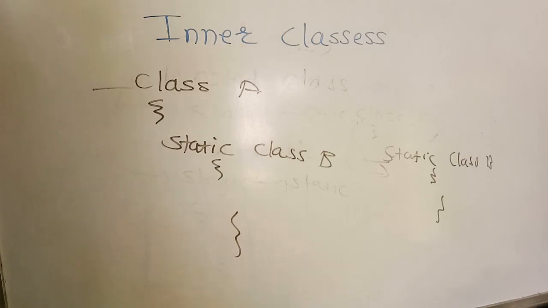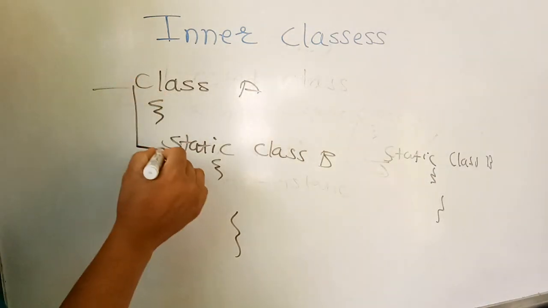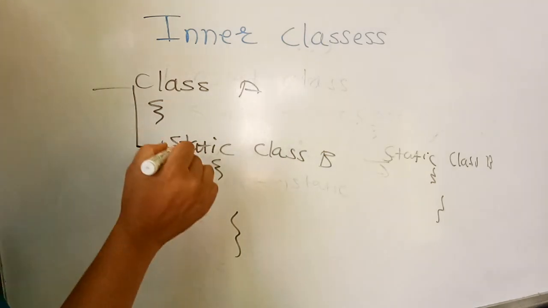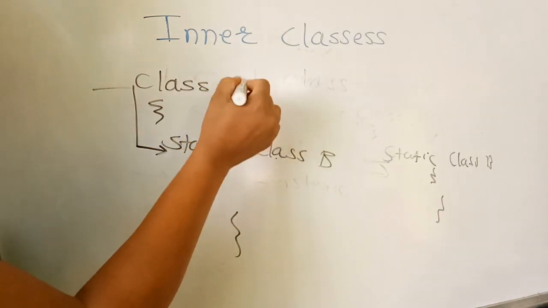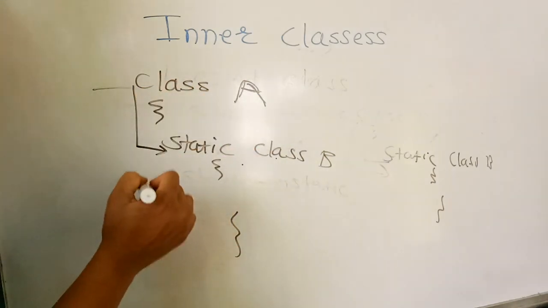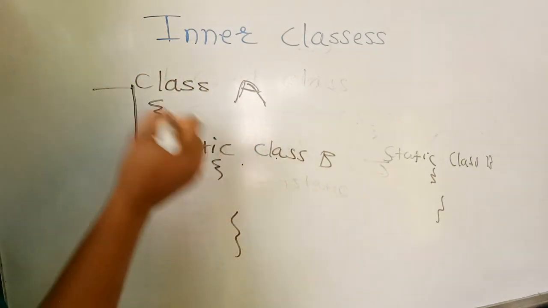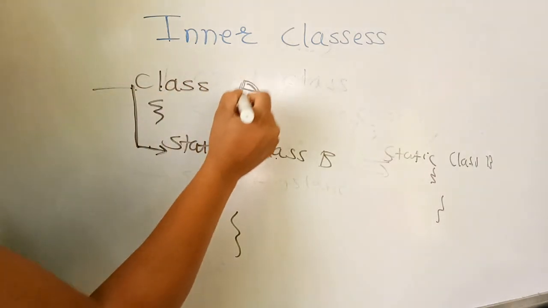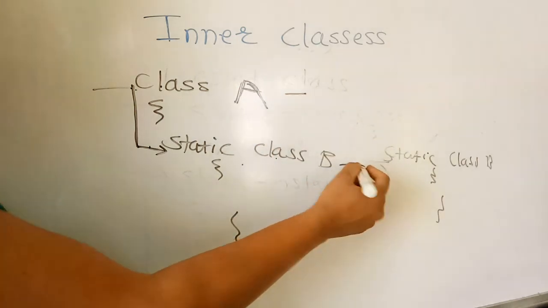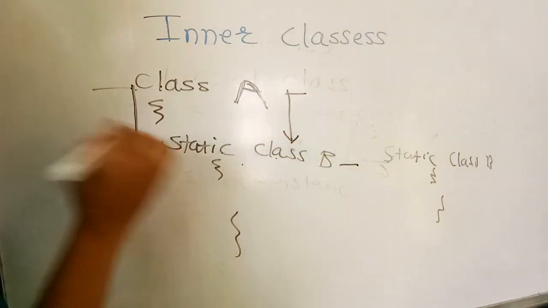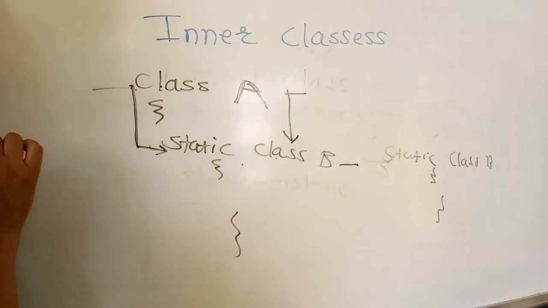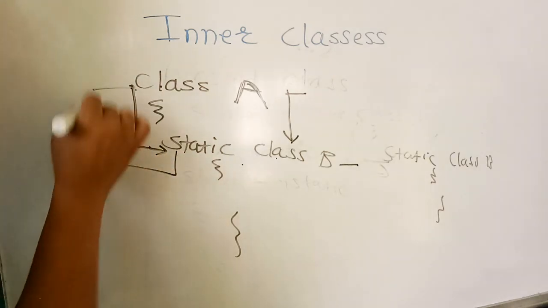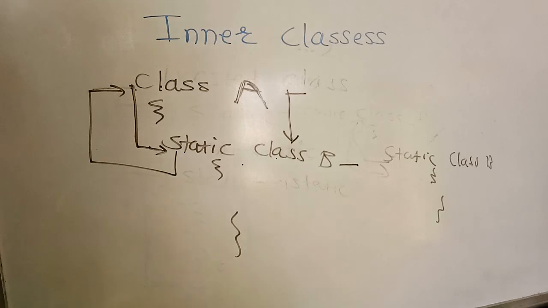As it is non-static, class B belongs to the instance of class A. It is a non-static, and this one is static, so it does not have permission to access the members of the static class. But the outer class is a non-static class, so it can access the members of the non-static class.